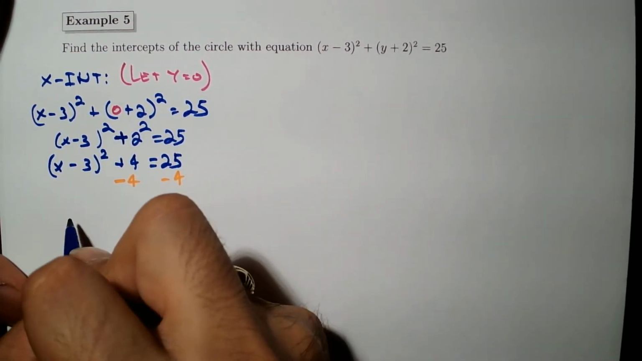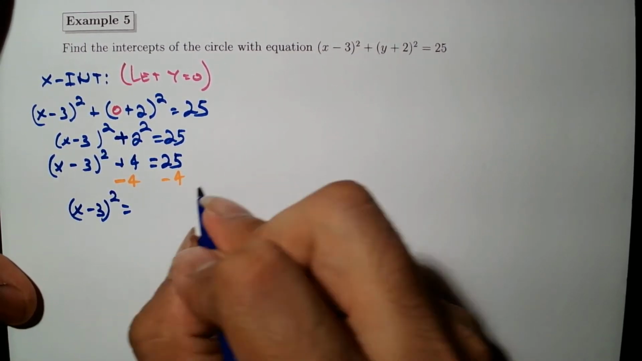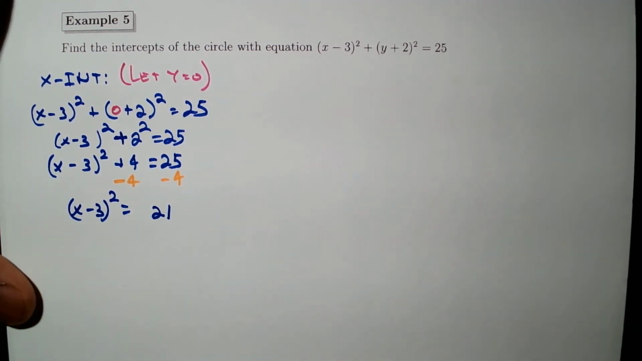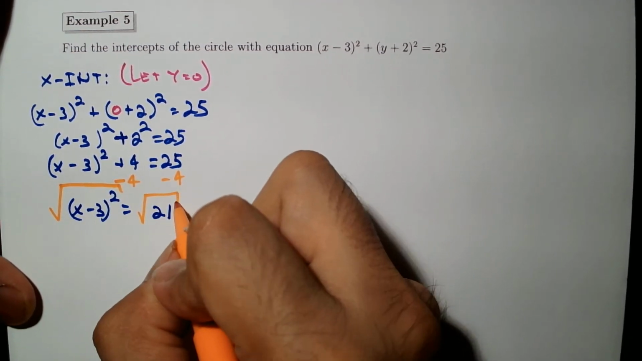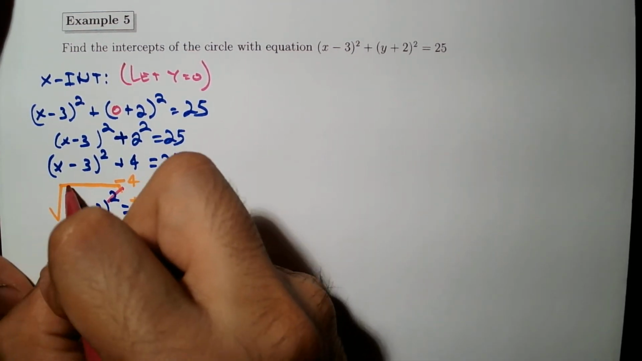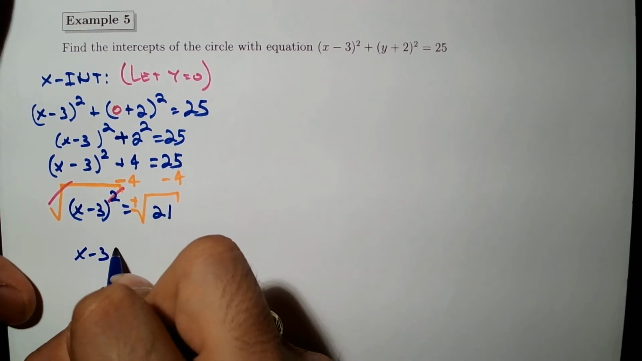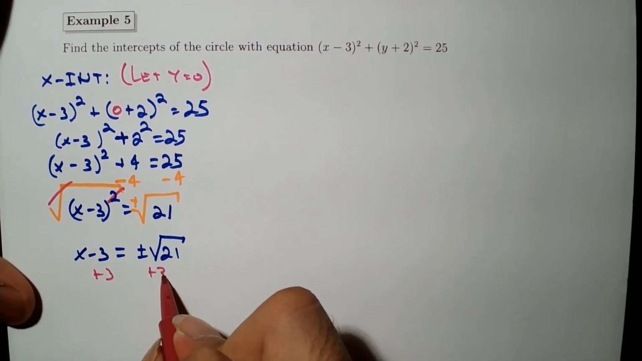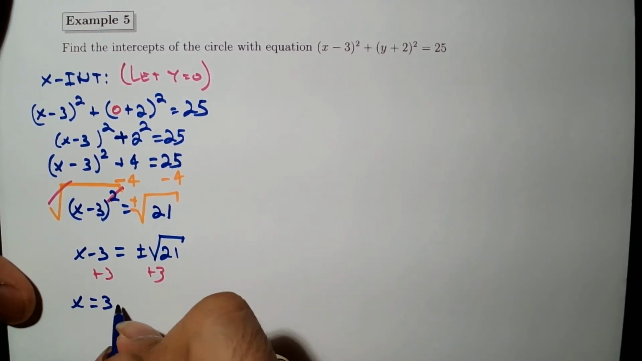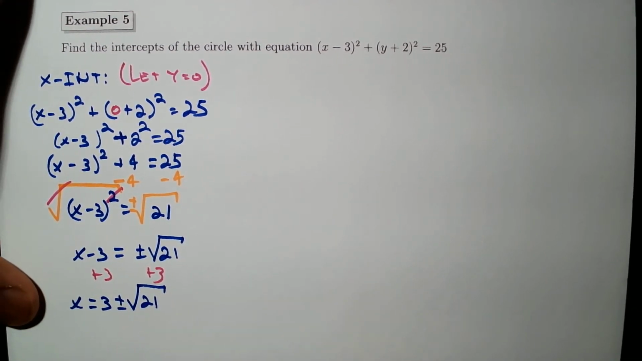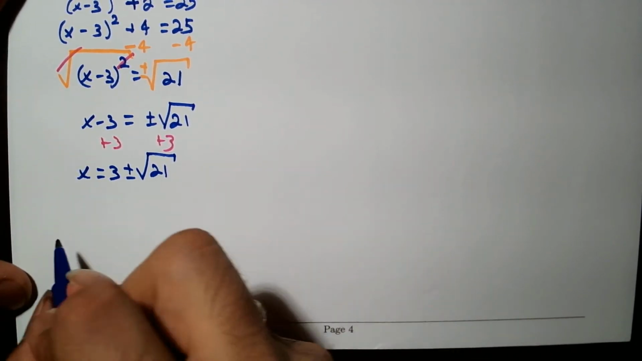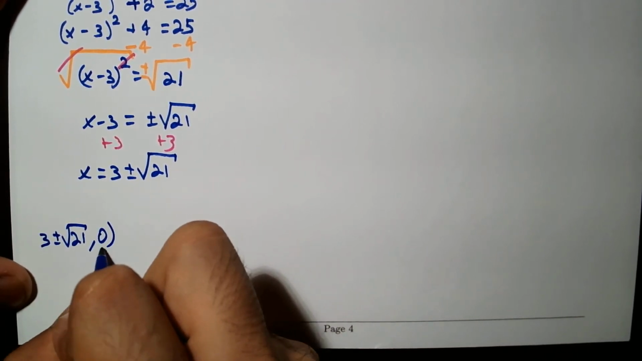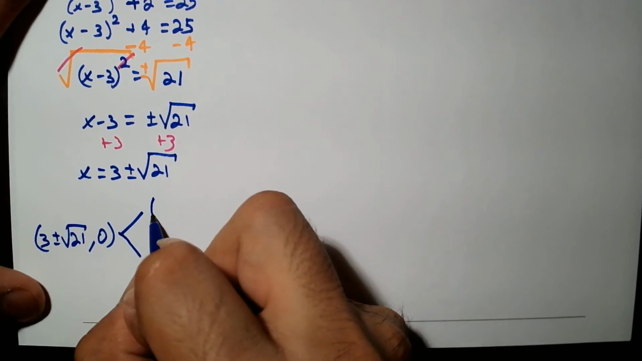So my advice in this case is keep it like this and use the square root property. Okay, so square root on both sides. Square root, don't forget plus minus. Cancel radical with the square. x minus 3 equals plus or minus the square root of 21. Next thing is to add the 3 to both sides. And that's going to give us x equals 3 plus or minus the square root of 21. So in this case, we are going to get 2 x-intercepts. One of them is going to be (3 plus or minus the square root of 21, 0).